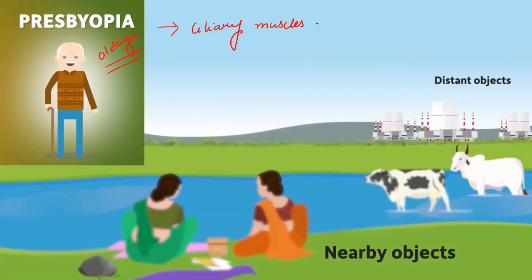So when these ciliary muscles become weak, the eye lens also cannot contract and relax according to the object distance. When we lose this ability, that is when we lose the power of accommodation. People with old age, normally they are detected with presbyopia. So in presbyopia, the eye is always in a relaxed position. Eye lens cannot focus on nearby objects. That means the eye lens cannot contract, right? So this is what we mean by presbyopia.